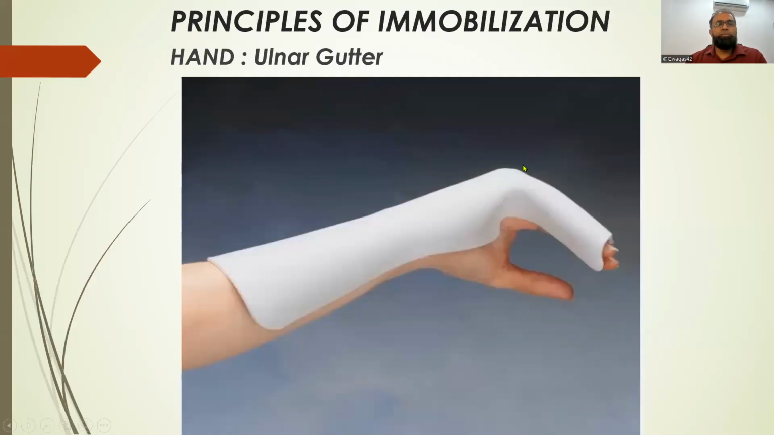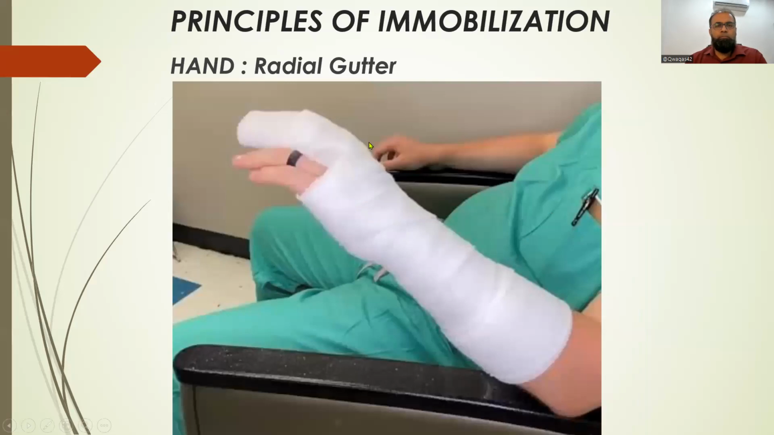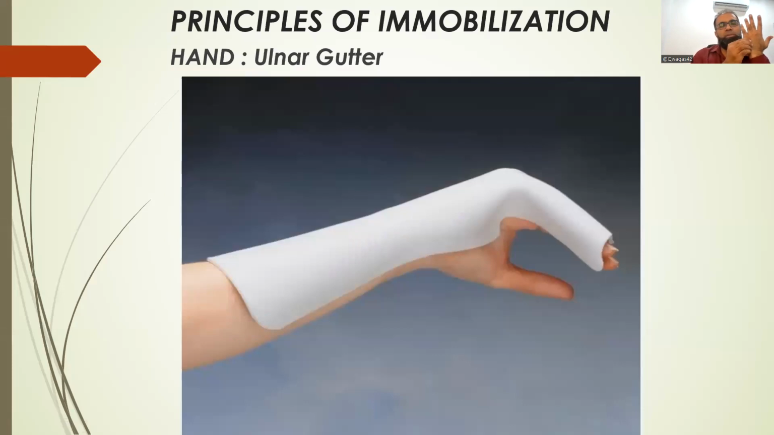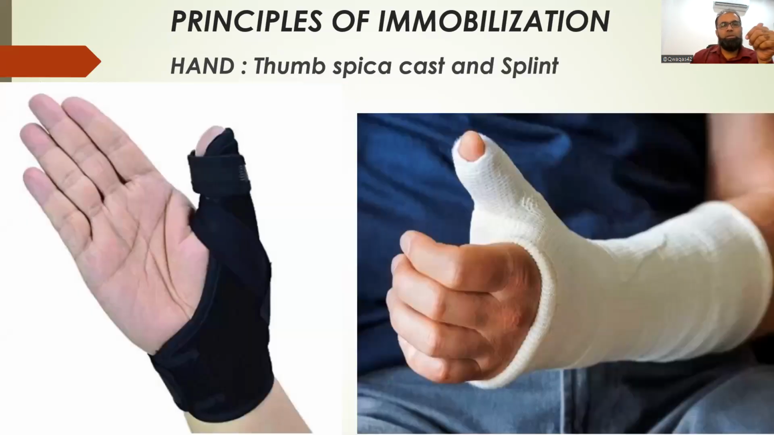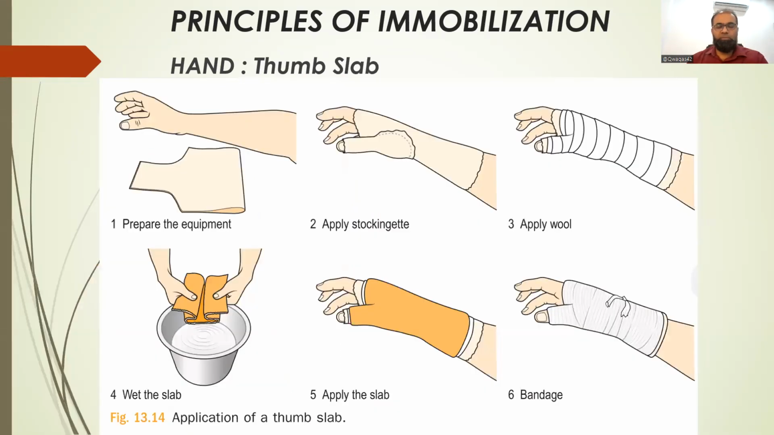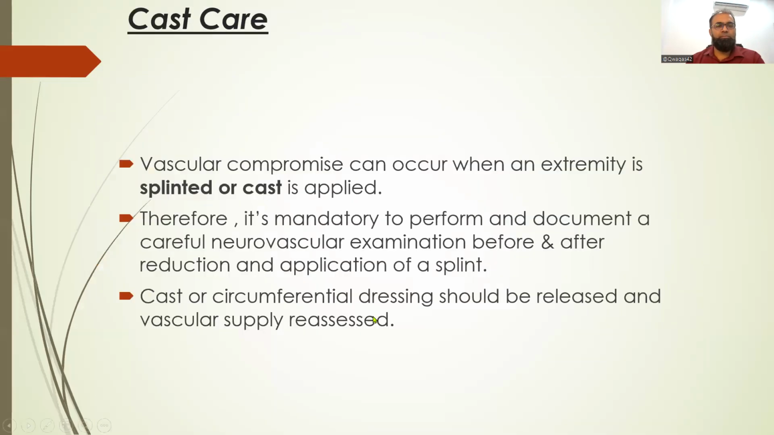So this is the ulnar gutter. This is the radial gutter. So for the ulnar side injuries, like fifth metacarpal, you can apply ulnar gutter. For the first, second, you apply radial gutter. And thumb spica: for an undisplaced fracture not involving the joint of the first metacarpal, you apply thumb spica. Also, in case of the scaphoid, you have to apply scaphoid cast like that. So these are thumb spica slabs.